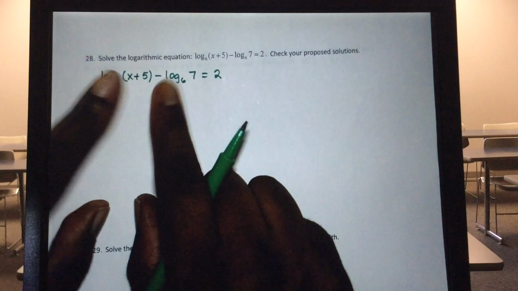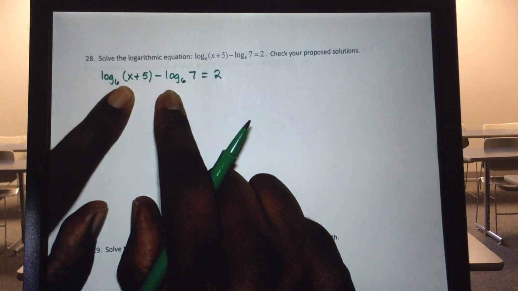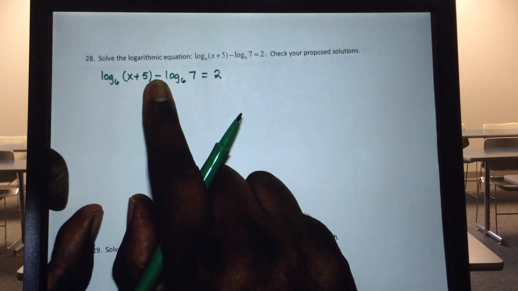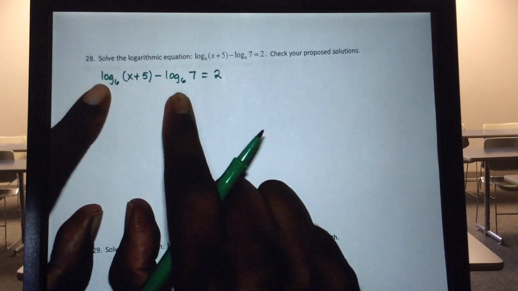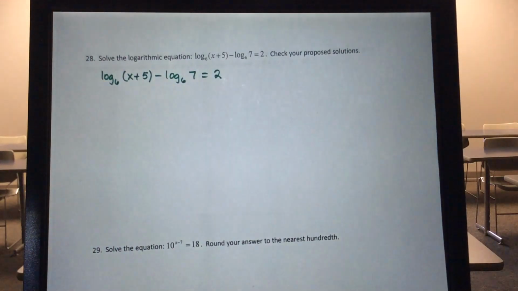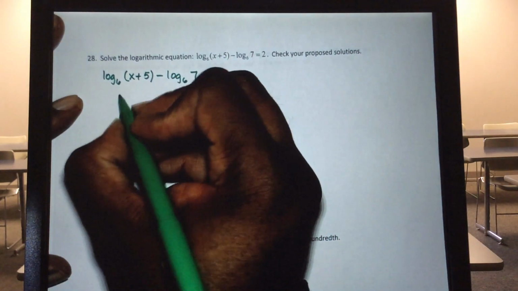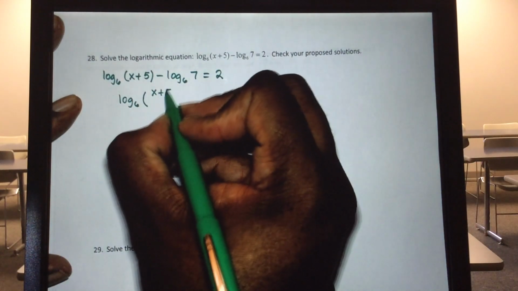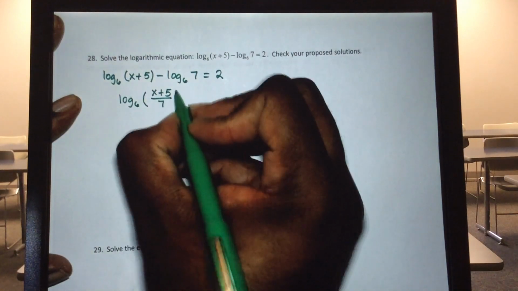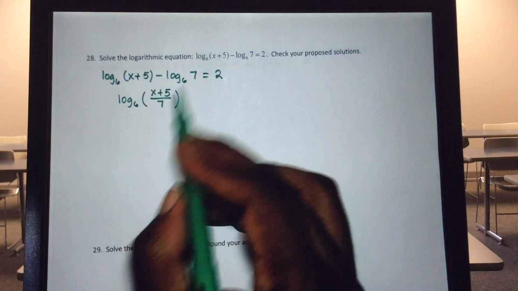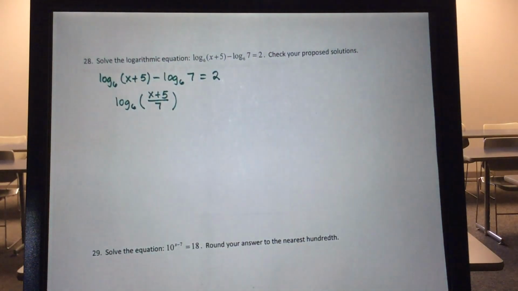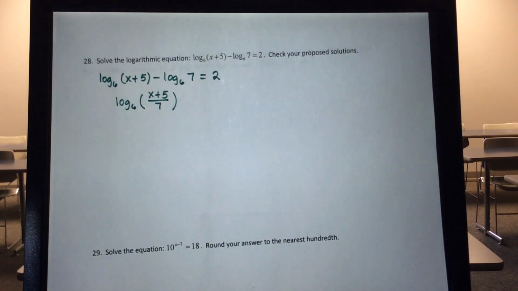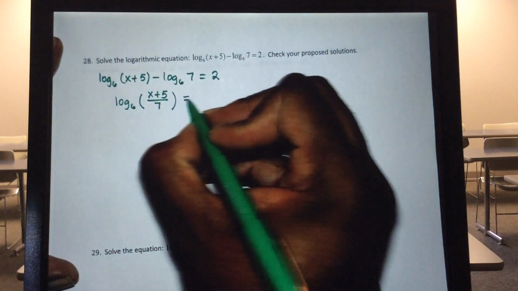But first, we need to condense the left side as a single logarithm. Here I got a minus sign. That tells me I have a difference of their individual logarithms, so I need to apply the quotient rule. Write that as the log of the quotient. So it'll be log to the base 6 of x plus 5 over 7. The x plus 5 will be the numerator. The 7 will be in your denominator. So I got log to the base 6 of x plus 5 divided by 7, and that's equal to 2.